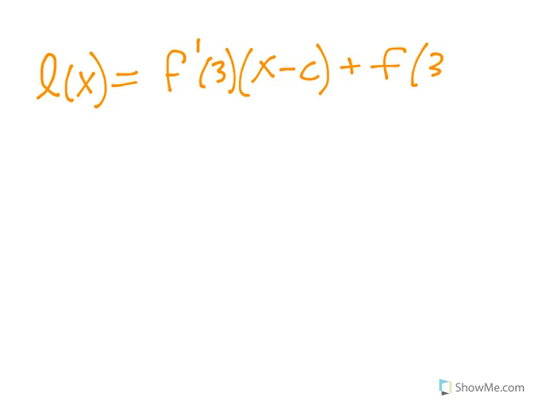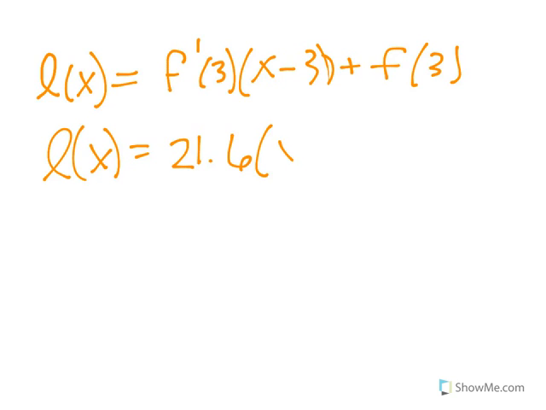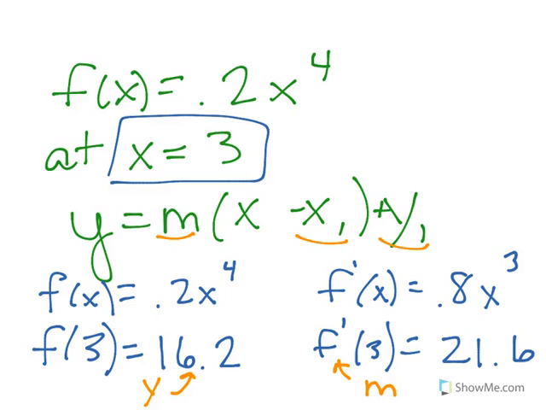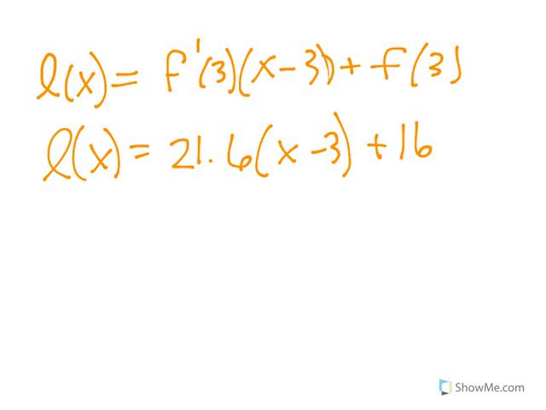What I really want to write in is our value 3. So L of x is going to be equal to 21.6 times x minus 3 plus 16.2. And I already went ahead and graphed that in the calculator, and when I did, I got a nice tangent line that touched the graph right at x equals 3.